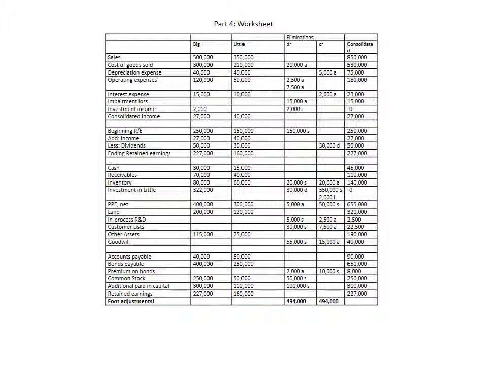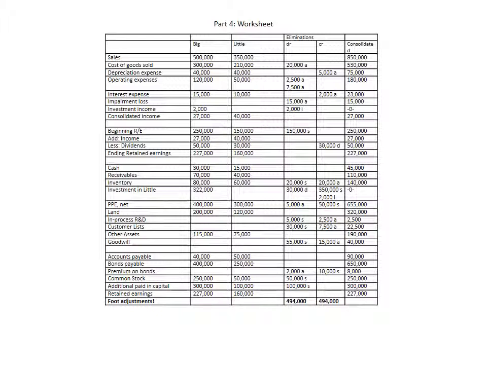So for example, the very first item there in the eliminations column is the $20,000 debit to cost of goods sold. It says $20,000 A. That means that came from the A for amortization entry. But again, this is just a mechanical process, posting debits to the debit column, credits to the credit column.